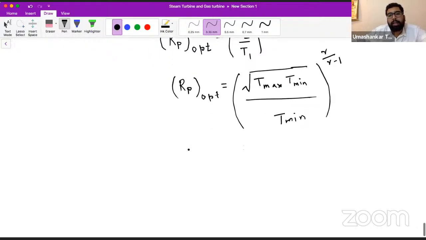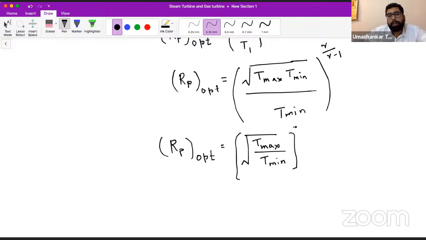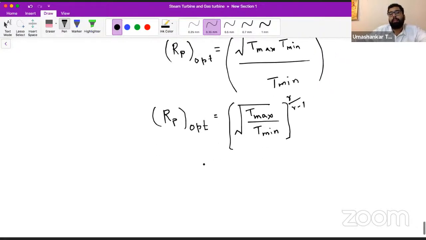So can we write it here like this? This optimum pressure ratio is equal to under root of T max by T min, to the power gamma upon gamma minus 1. So can we write it like this?